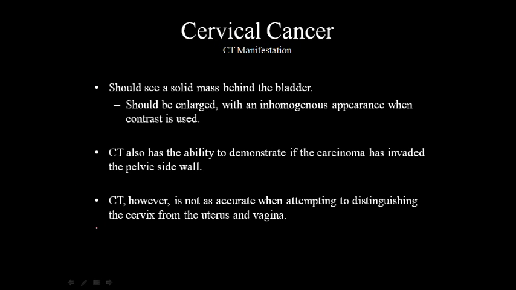So if you were looking at it in terms of CT, you should see a solid mass behind the bladder, which should be enlarged with inhomogeneous appearance or contrast tissues. So you're not looking for a homogeneous area. You should see inhomogeneous or heterogeneous density. CT also has the ability to demonstrate if the carcinoma has invaded the pelvic side wall. And CT is not accurate when attempting to distinguish the cervix from the uterus and vagina.